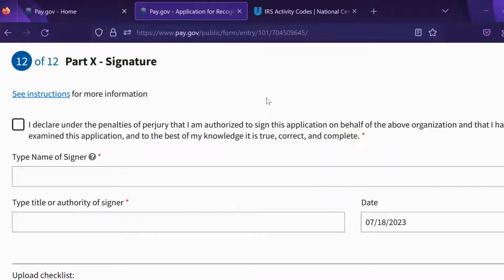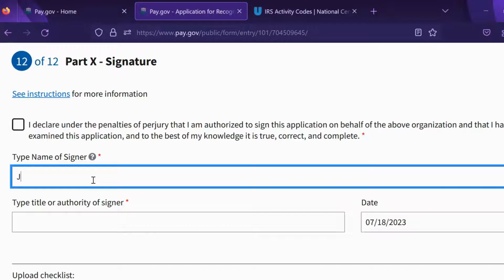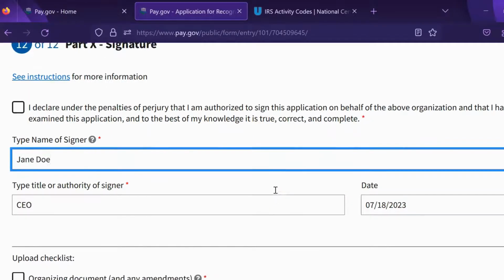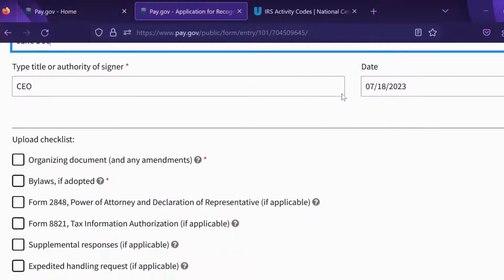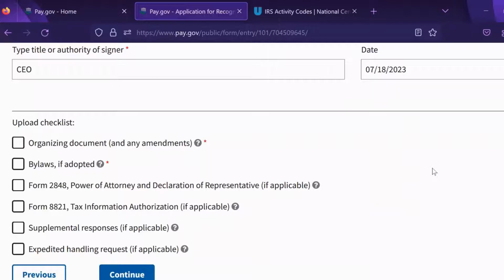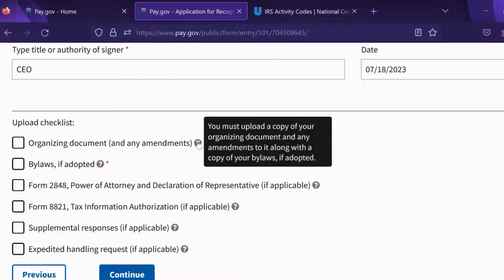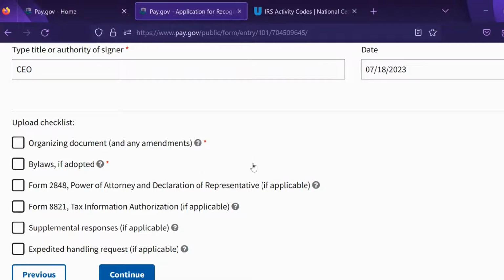Next is the signature. I declare under penalty of perjury that I am authorized to sign this application on behalf of the above organization, and that I have examined this application and to the best of my knowledge it is true, correct, and complete. Jane will enter her name, enter her title, today's date, and then we are going to upload any organizing documents, which would be her articles of incorporation and a copy of her bylaws.